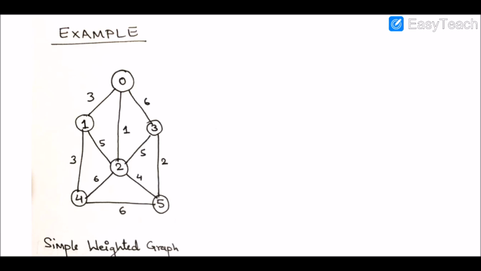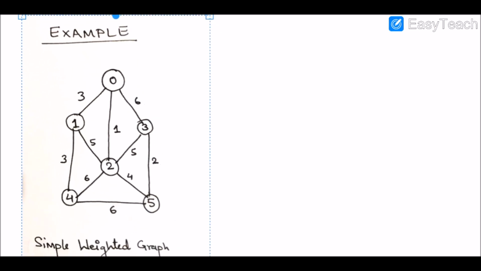To understand this code, we are going to implement it with an example. Let us consider this graph G. How many nodes does G have? There are 6 vertices: 0, 1, 2, 3, 4 and 5, and there are some edges present with some weights allotted to these edges. Now if we go with the algorithm that we discussed in the previous slide, what will be the first step? The first step says to select a root node.